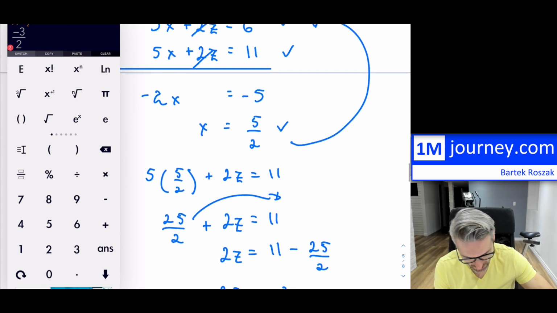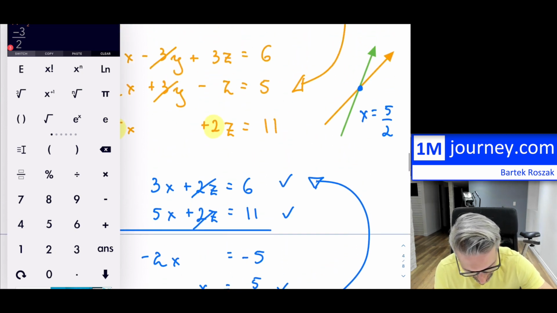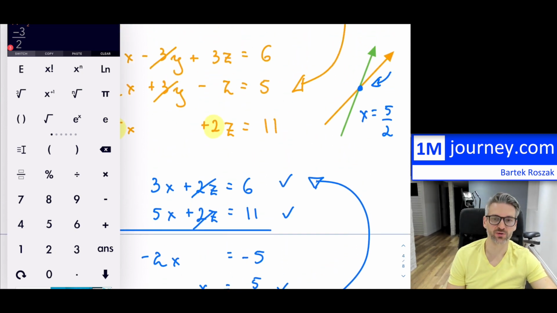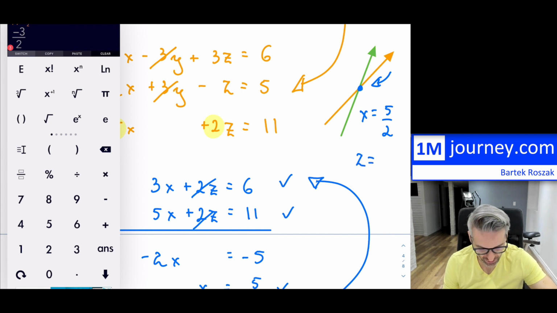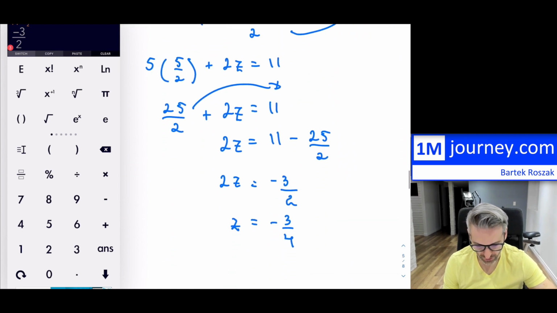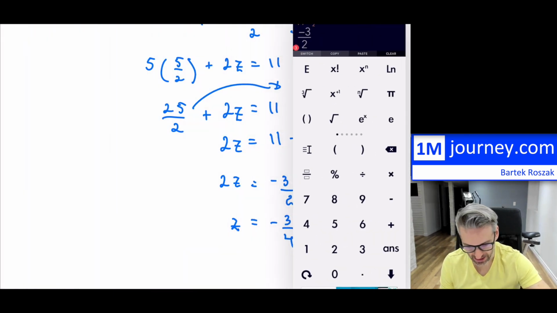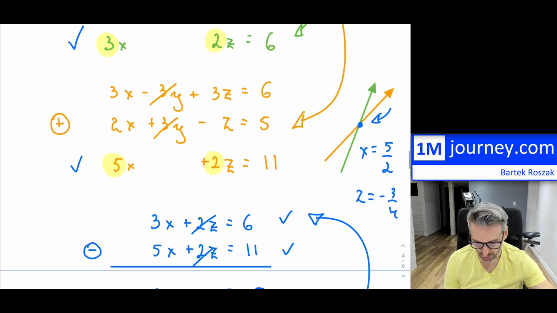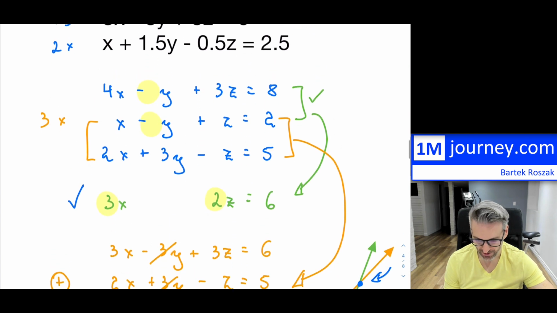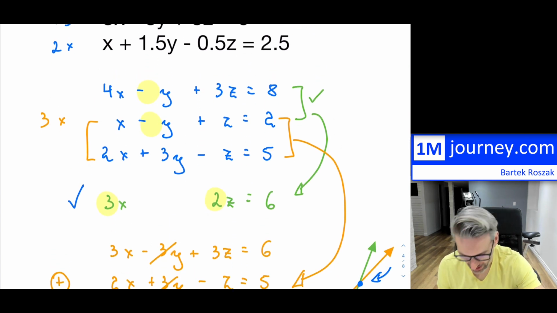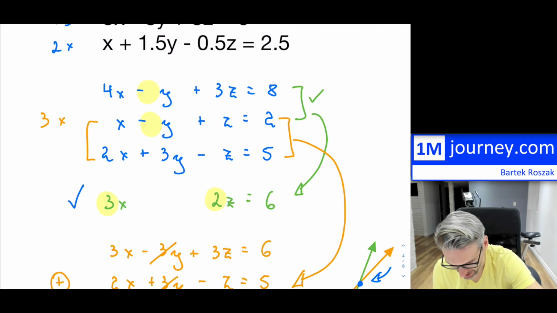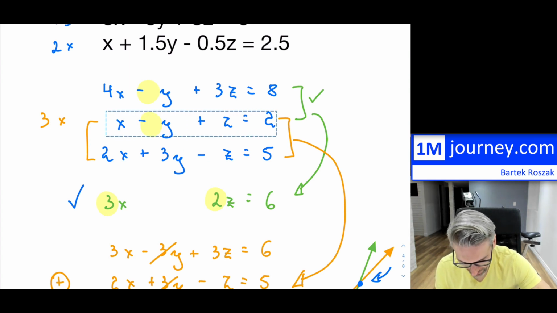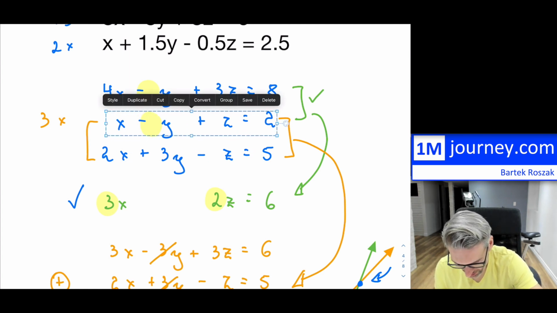All right. So that tells me that for the intersecting point between those two lines, I had the x value, and now I also have the z value. And the z value was negative 3 over 4. So I have now two of them. As you can see, you found x, you found z, and now you can go back to the original equations and take any of them. I'm going to take this one because it's the easiest one to work with.